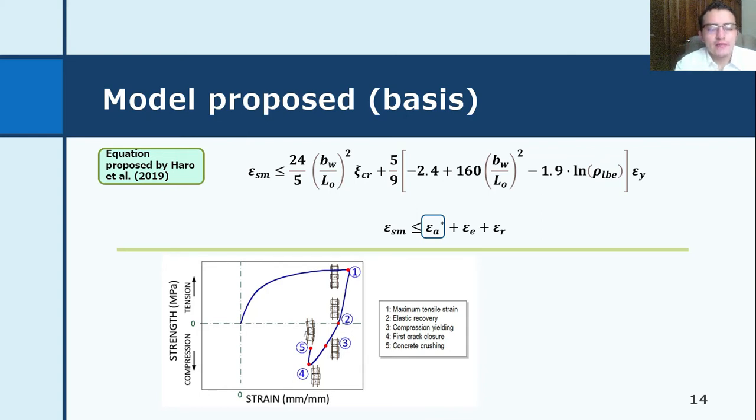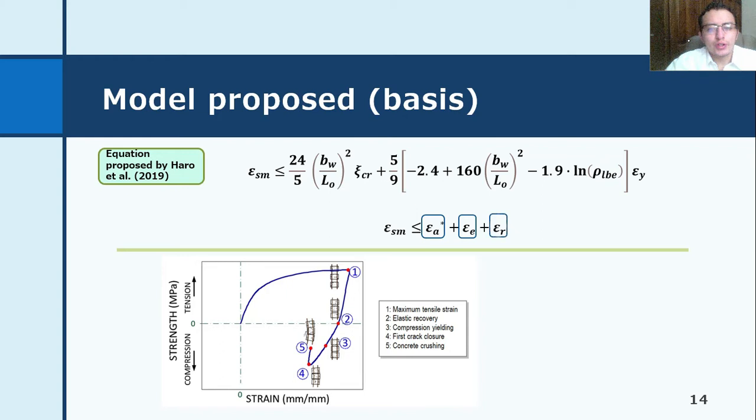Finally, we have epsilon sub R, which is the reloading strain associated with the compression yielding in both the reinforcement layers subjected to compression. Commonly, both epsilon sub E and epsilon sub R are expressed as a function of the longitudinal reinforcement yielding strain, epsilon sub Y, as shown in the equation.